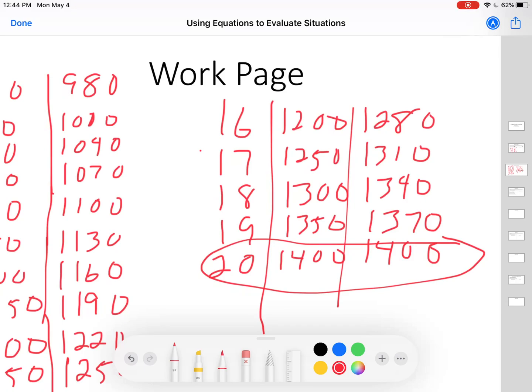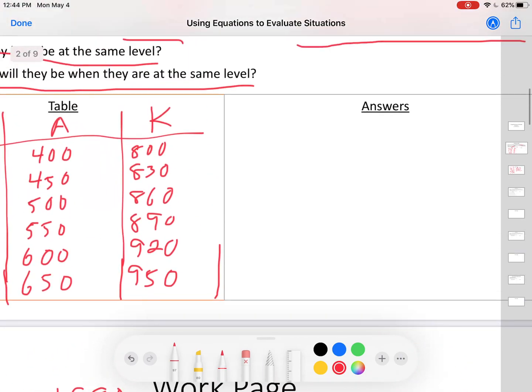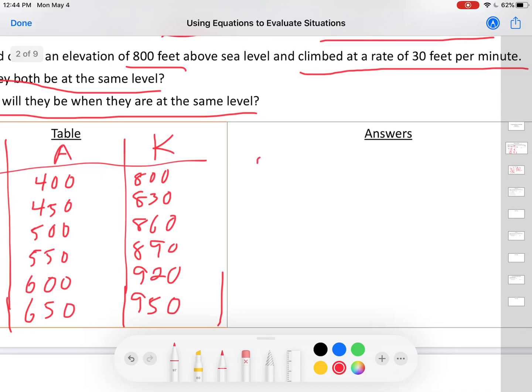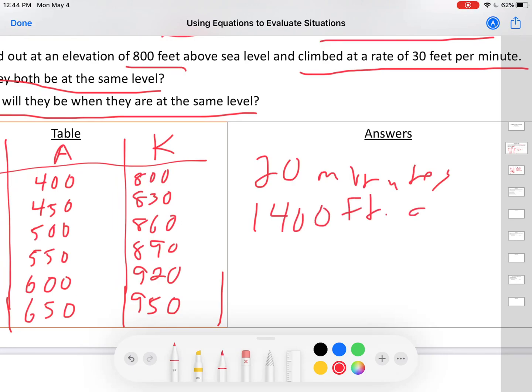They are equal at the 20th minute, and they will both be at an elevation of 1,400 feet above sea level. Answers: 20 minutes. 1,400 feet above sea level.